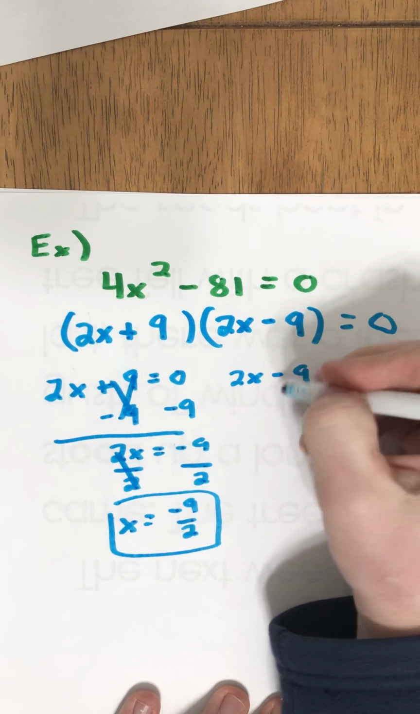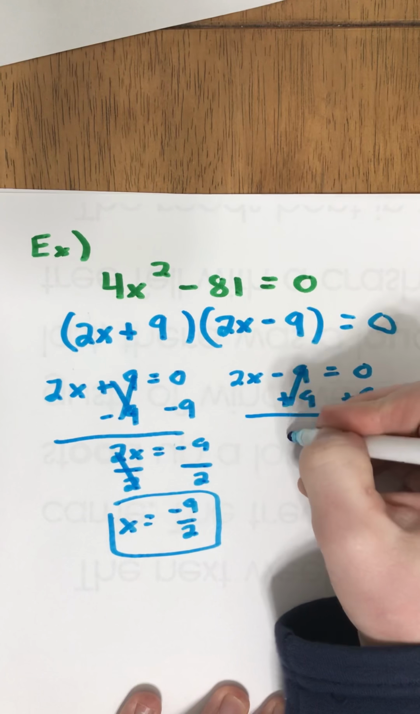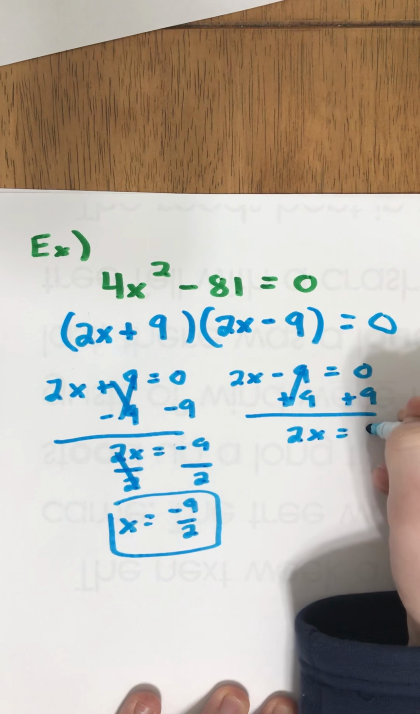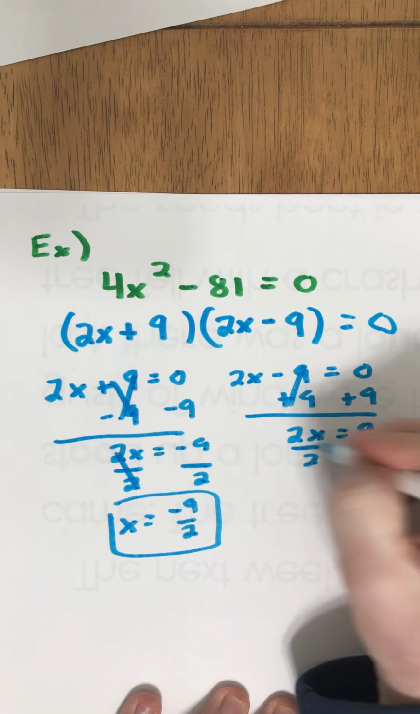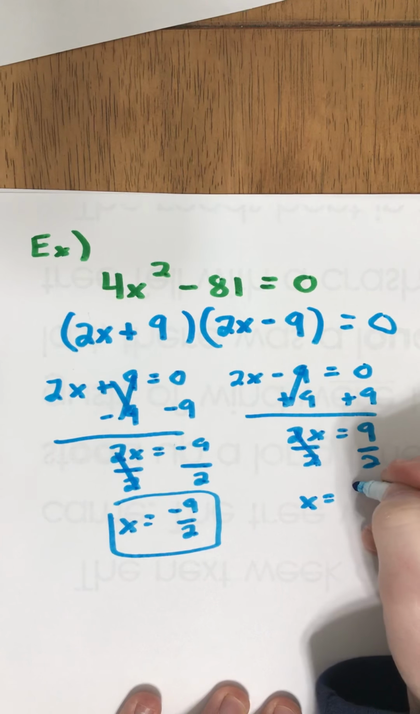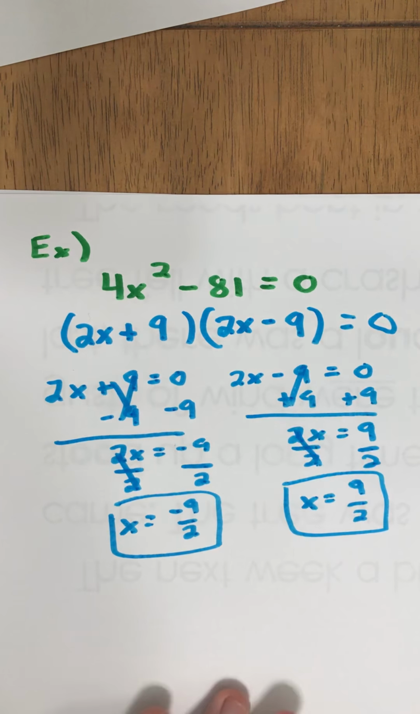Now on the other side here, I'm going to add 9 to both sides. So I'm going to have 2x is equal to 9. I'm going to divide by 2. And I'm going to get x equals 9 halves, this time positive 9 halves.